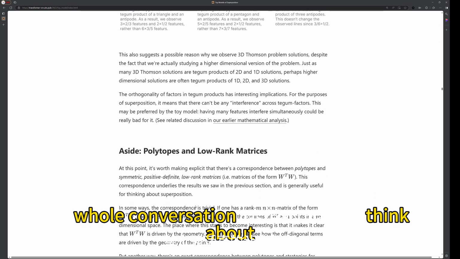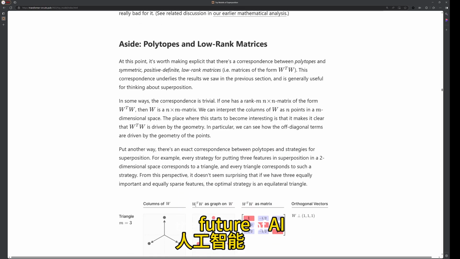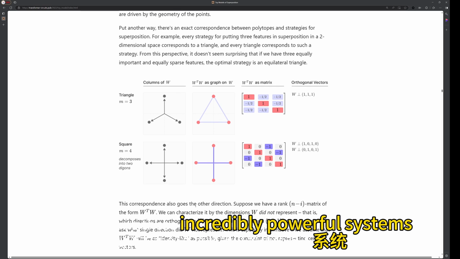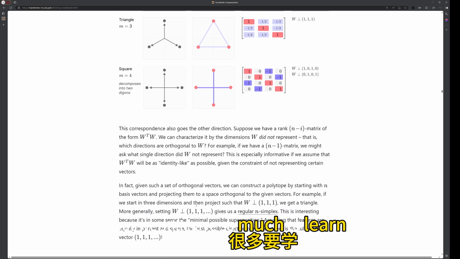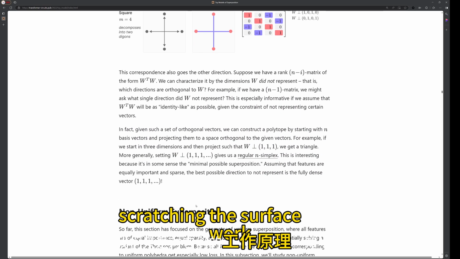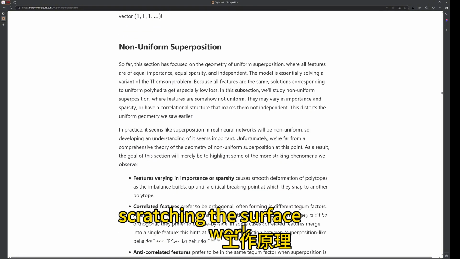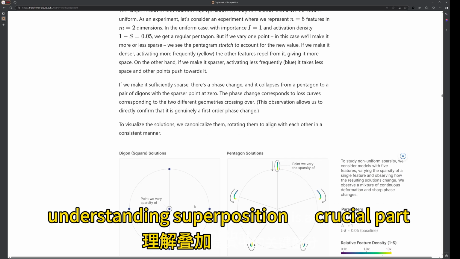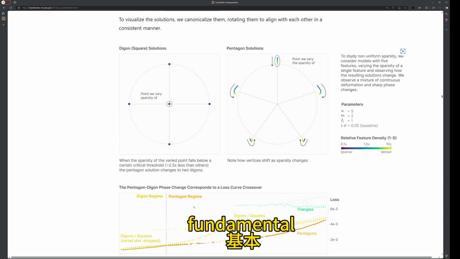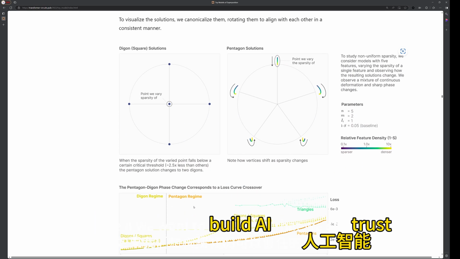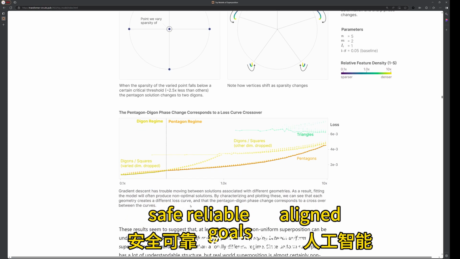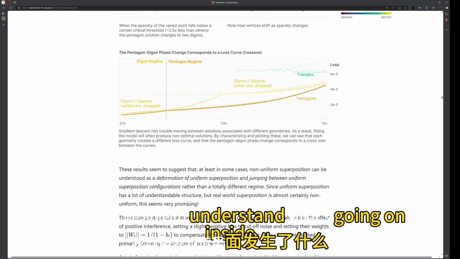This whole conversation has really made me think about the future of AI. It's a fascinating time. We're creating these incredibly powerful systems, more powerful every day, but we still have so much to learn about how they work, how they make decisions. Understanding superposition is a crucial part of that. Because if we want to build AI that we can trust, AI that's safe, reliable, and aligned with our goals, we need to be able to understand what's going on inside.